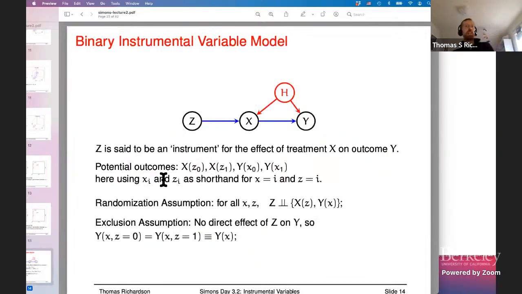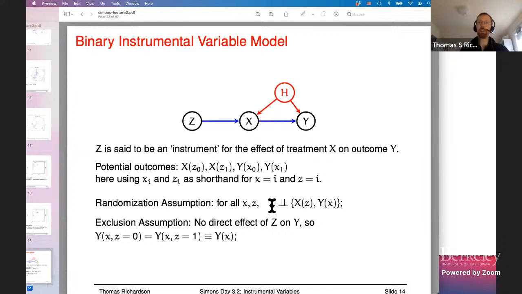Okay, so just to formalize this a little more, here's the model that we've been talking about, as a graph. Z is what's randomly assigned. Here's X and here's Y. We're allowing confounding. And we have potential outcomes for X and Y. The potential outcomes for X are whether or not a particular person avails themselves of treatment when assigned to treatment or control. And Y is as it was before: how the person responds to X. Again, I'm using the same shorthand.